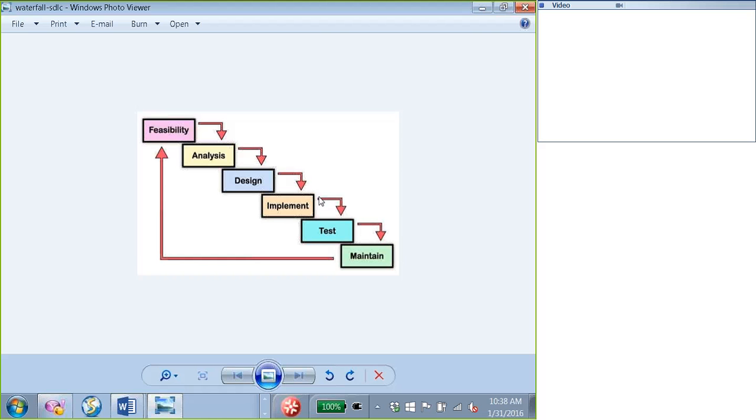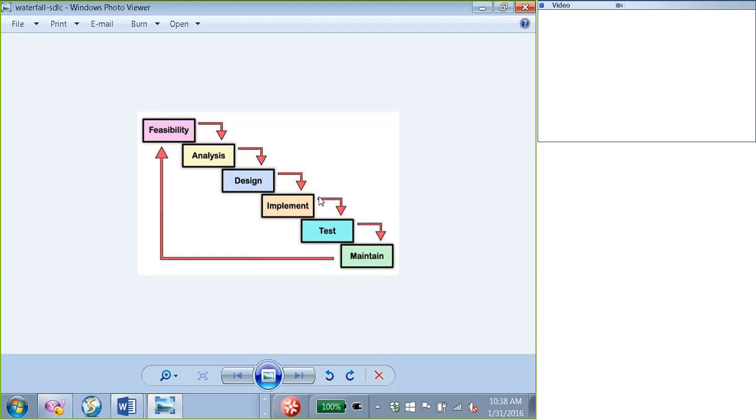So for instance, you are working on a design and the requirements, if the business is coming back and asking for a change in the requirement, that cannot happen because this is a waterfall methodology.